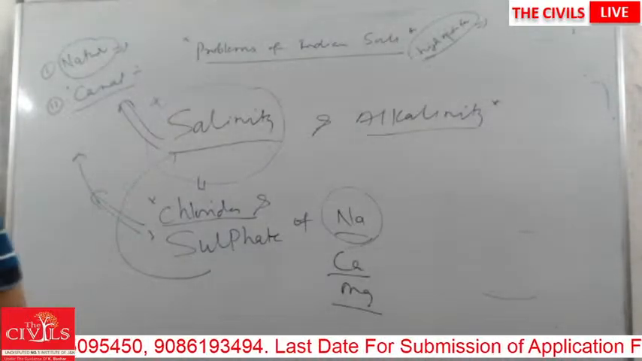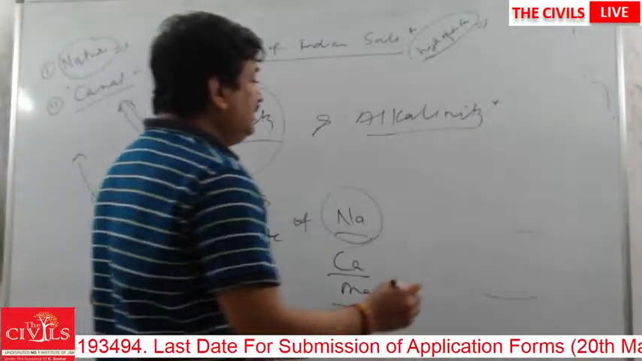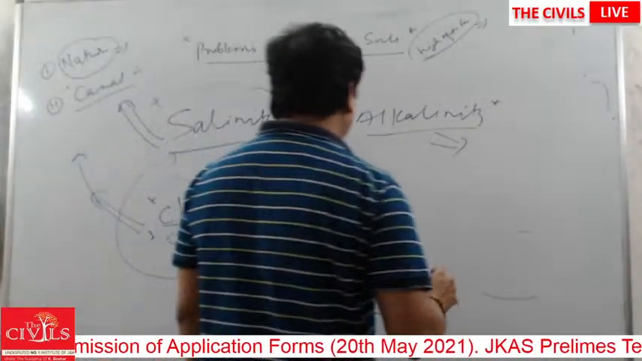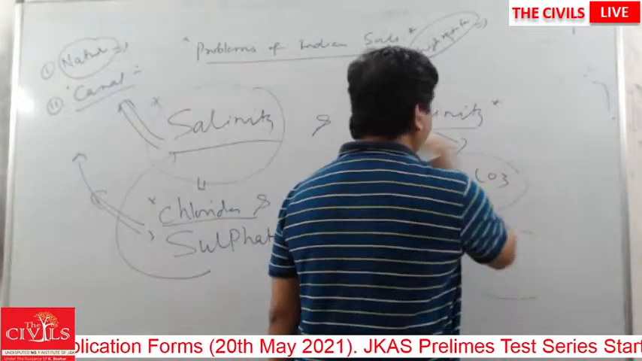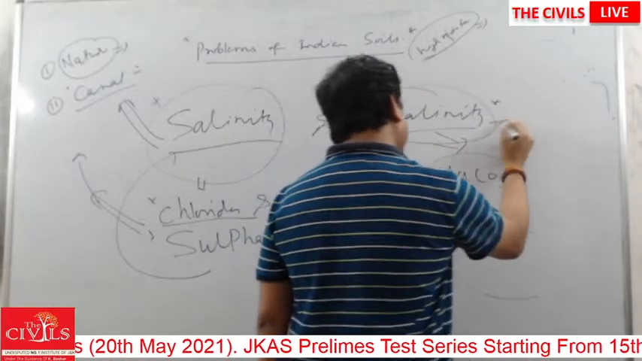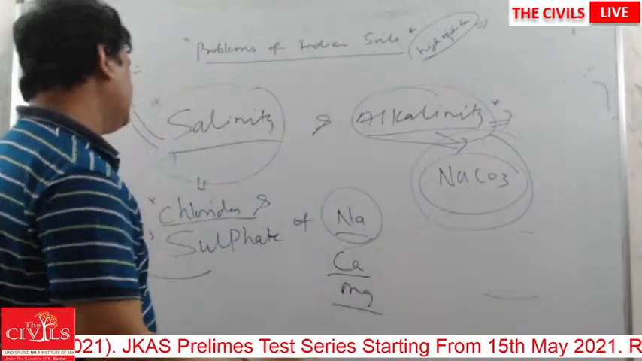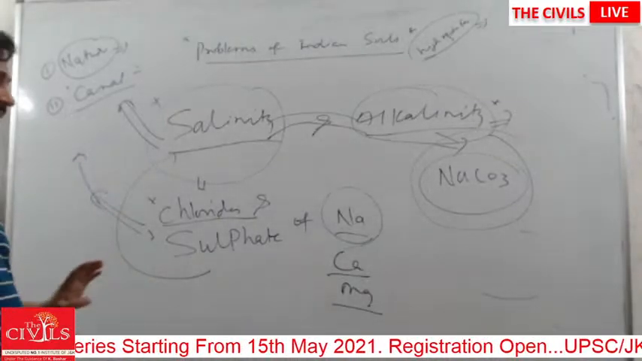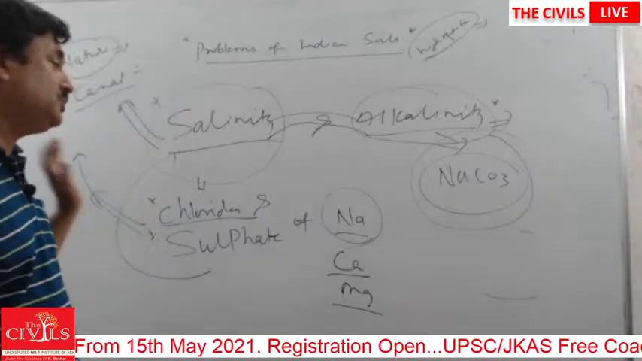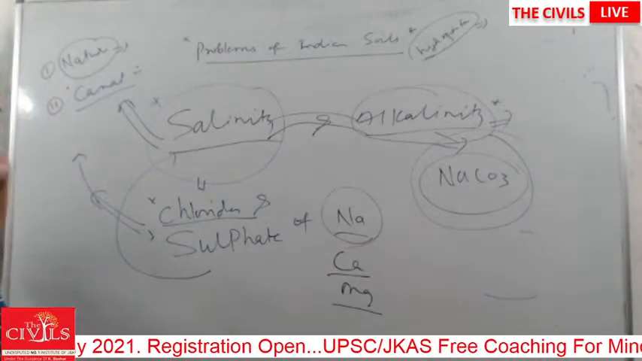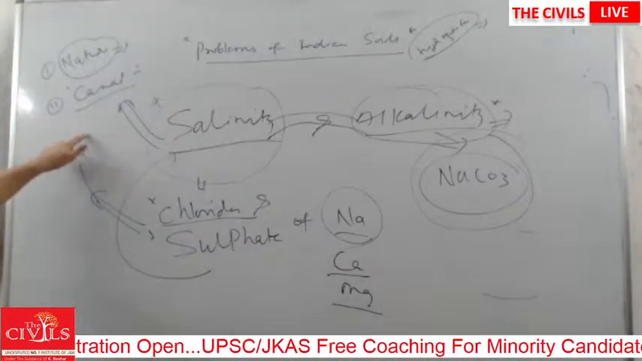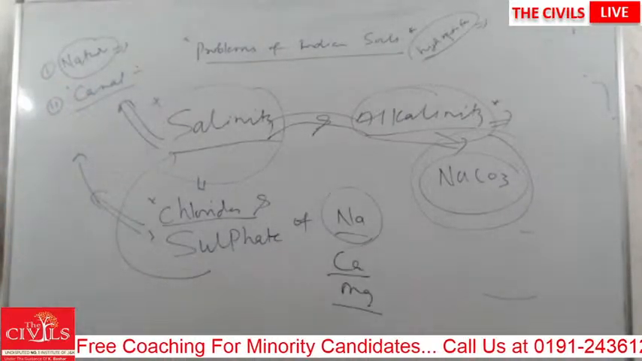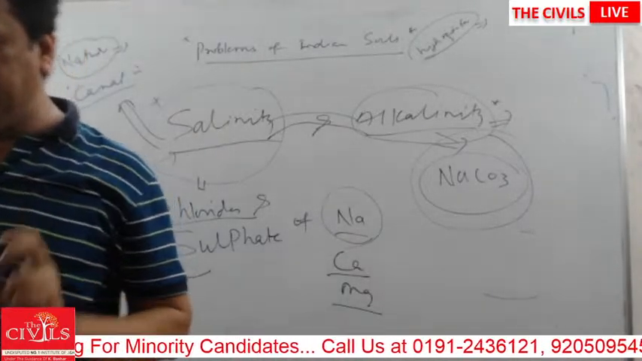Alkalinity means when the amount of sodium carbonate increases in soil, this is called alkalinity. And Indian soil is facing the problem of both salinity and alkalinity, and this type of problem is associated with areas where canal irrigation is practiced on a large scale, and apart from that, in those areas where a poor drainage system is found. I hope it is clear.